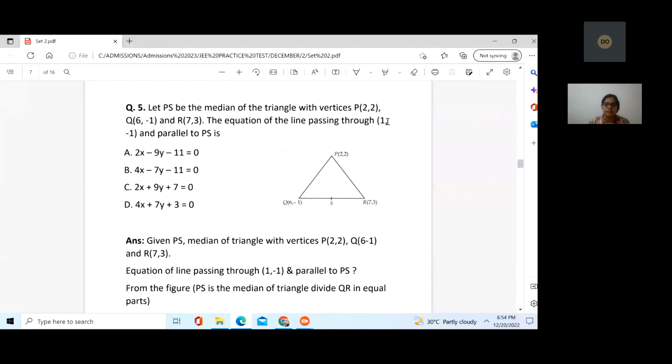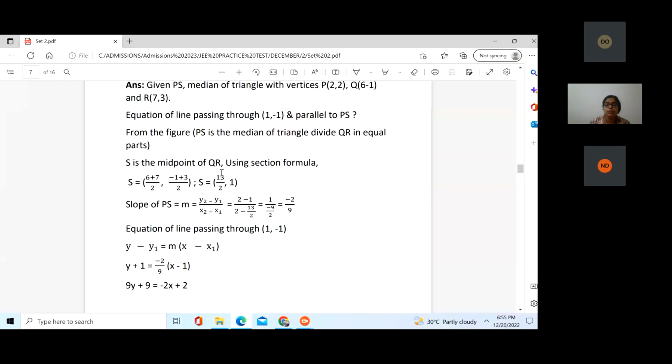Now, we have just covered the initial part. We know what S is. I need to find the equation of the line passing through (1, -1) and parallel to PS. They have given me the point. So how many of you know how to find the slope? We want to find the slope of PS, then we will be able to find the equation of the line passing through the point (1, -1). So how will we find this out? M is equal to (y2 minus y1) by (x2 minus x1).